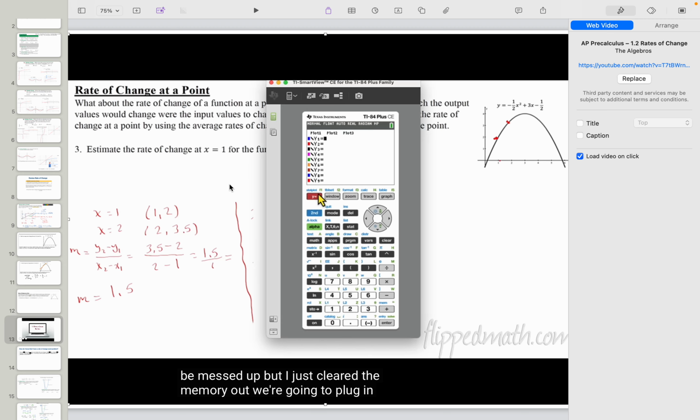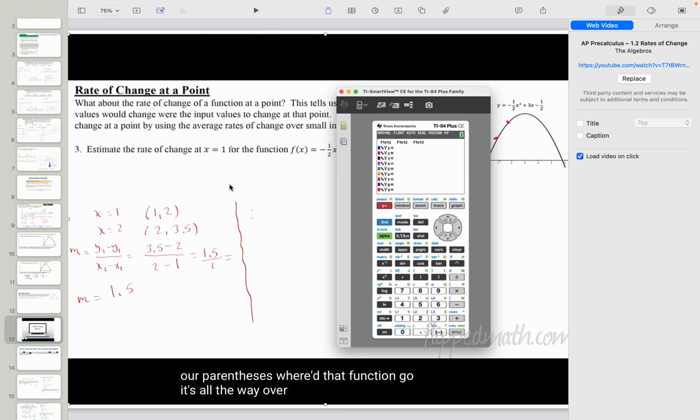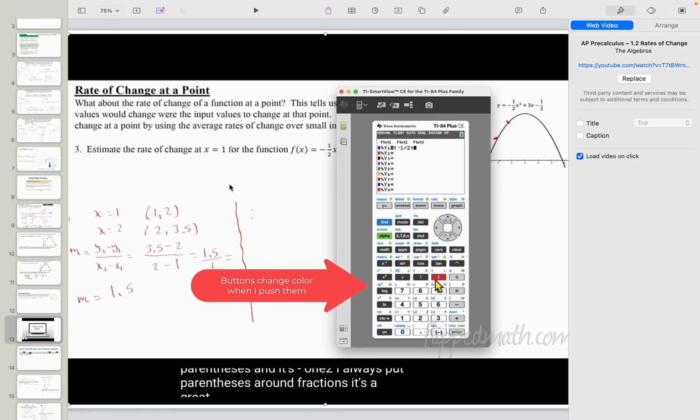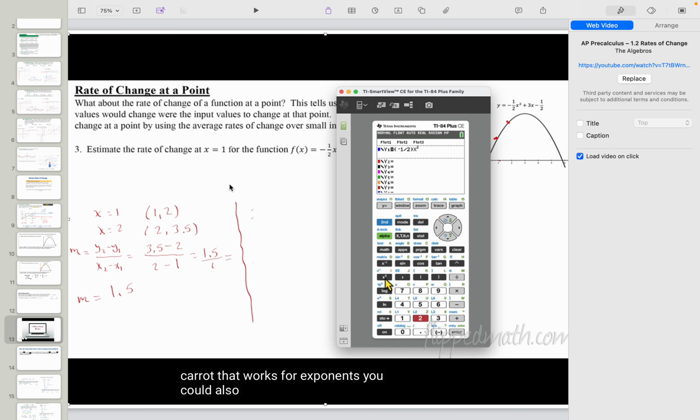We're going to plug in this function. We're going to make sure we use our parentheses. Where'd that function go? It's all the way over here. So use your parentheses, and it's -1/2. I always put parentheses around fractions. It's a great idea. Here's the x and the squared button. I'm just going to use this little caret. That works for exponents. You could also use this button right here. So we have -1/2 x squared plus 3. Go back to the x, and we subtract, using parentheses, 1/2. All right, so here's our function, and we put it in y1.